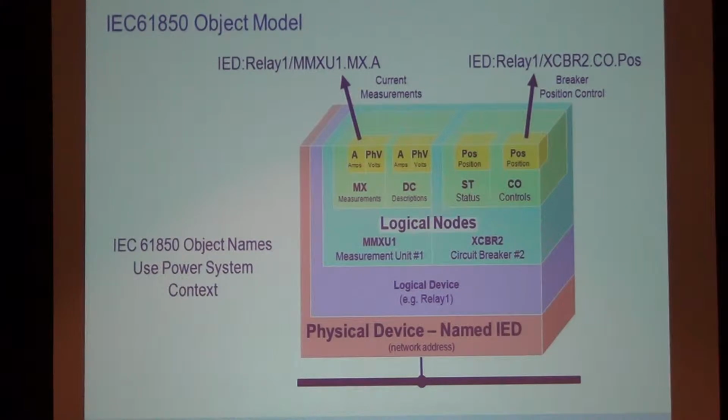And we'll go into a little bit more detail in this in a few minutes about how we start with a physical device. We have logical devices within that physical device, logical nodes, which might represent a circuit breaker or a measurement unit. And within those, you might have phase to ground voltages, amps, and in which case you end up with an object name that has meaning that's in the context of a power system function.